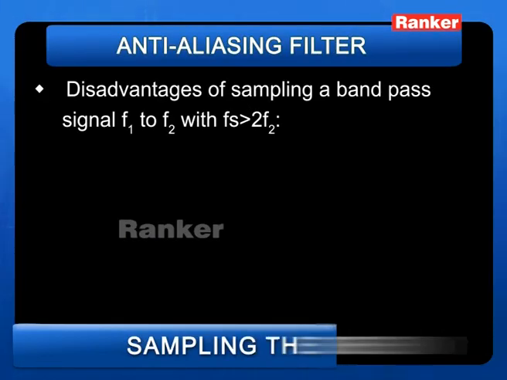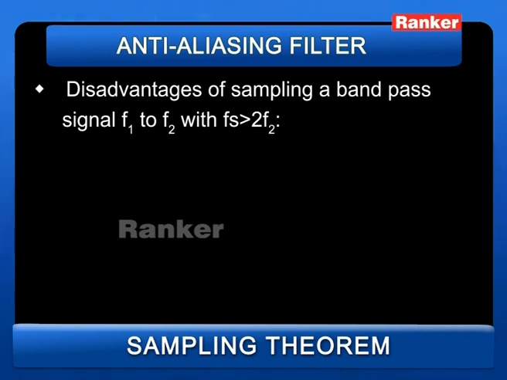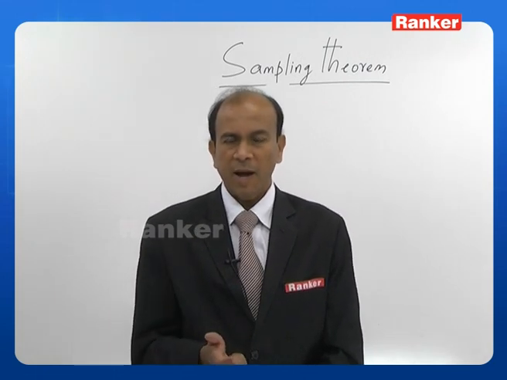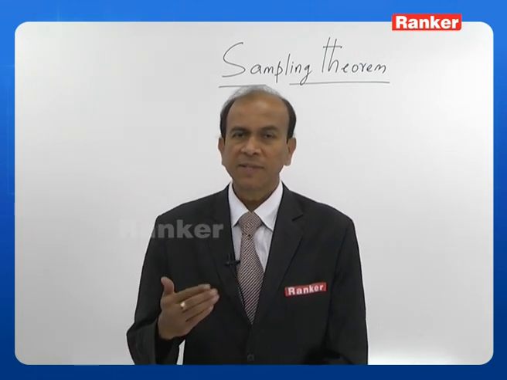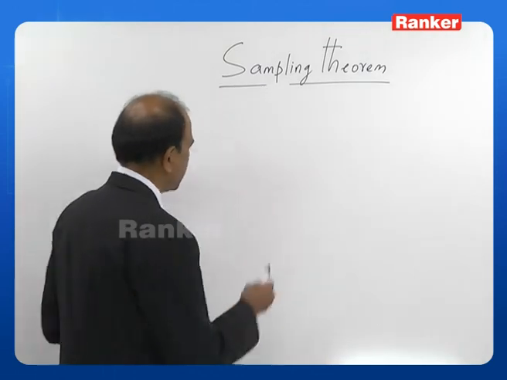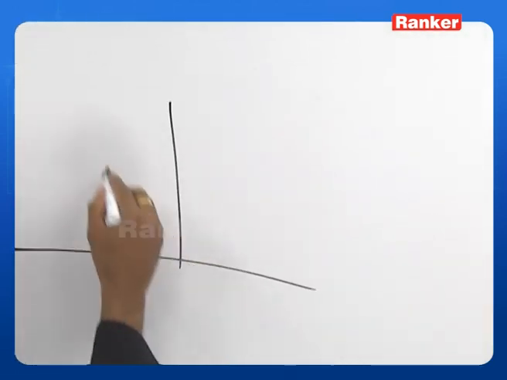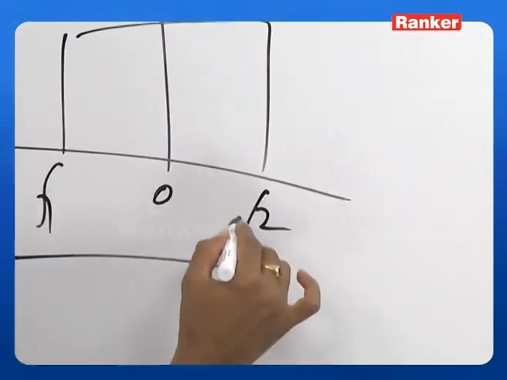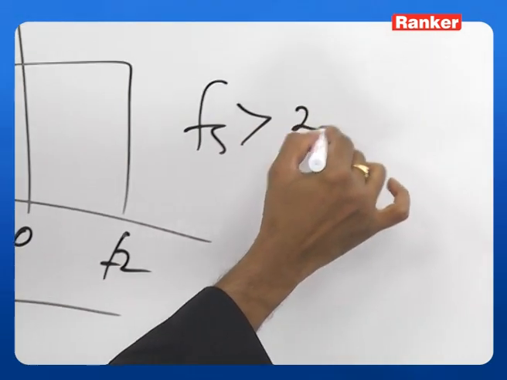Let us see what the disadvantages are of sampling a band pass signal from f1 to f2 with fs greater than 2 f2. Okay, you have a band pass signal existing from f1 to f2 and I am sampling at a rate fs greater than 2 f2. Let us take a band pass signal. Let us say you have a signal here, this is f1 and f2. My sampling rate is greater than 2 f2.